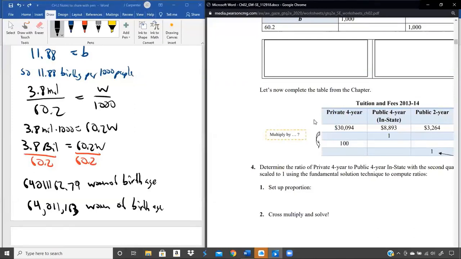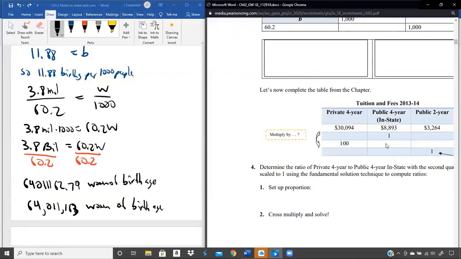Basically, it's the ratio between some stuff. So this 100 is like scaling the private four-year to a percent. If you're paying 100% to go to a private four-year, what percentage of that are you paying to instead go to ODU or CNU? What kind of answer would you expect?